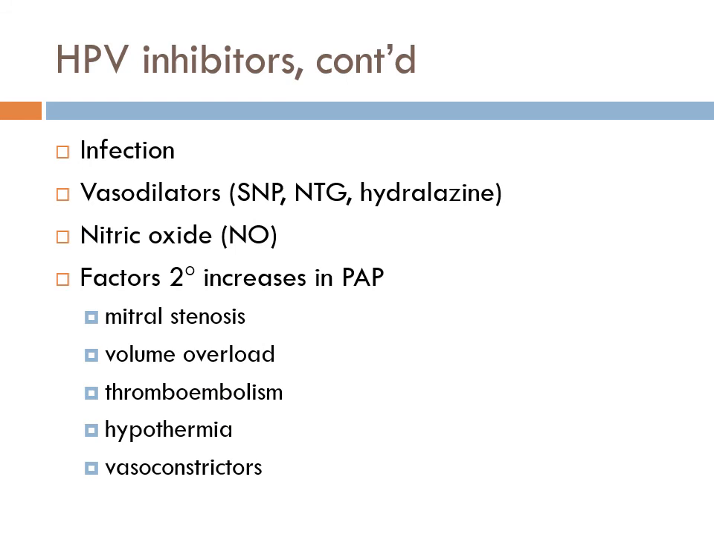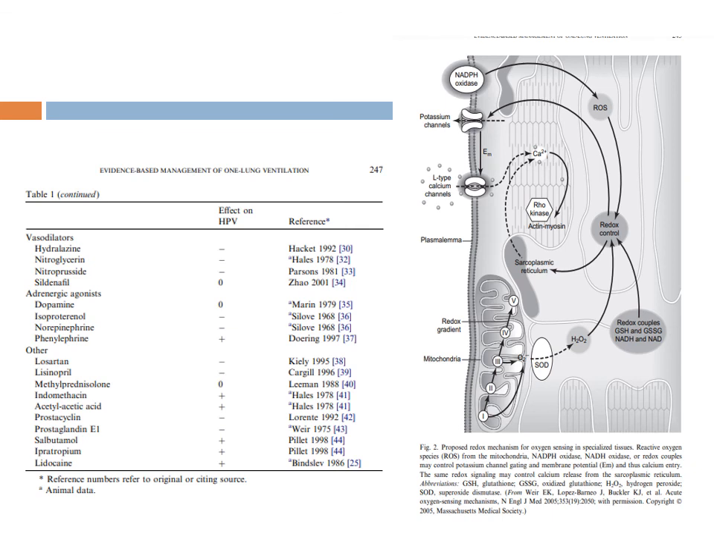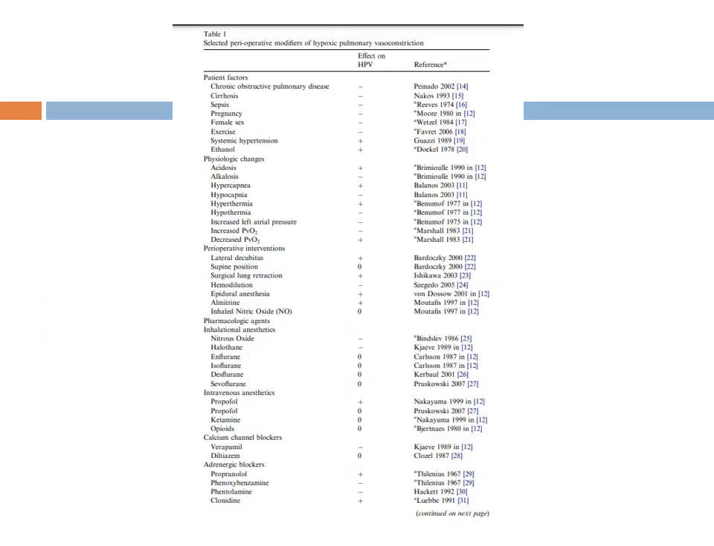These are all different things that can inhibit HPV directly, so anything that vasodilates and that you give intravenously can do it. Other factors that can increase pulmonary artery pressure, thereby inhibiting HPV, would be fluid overload and hypothermia. So these are sometimes things that could affect ventilation perfusion, I guess is probably a better way to look at it. This is another graph of drugs and stuff that can affect it. The graph on the right is just a picture of HPV, the mechanism.